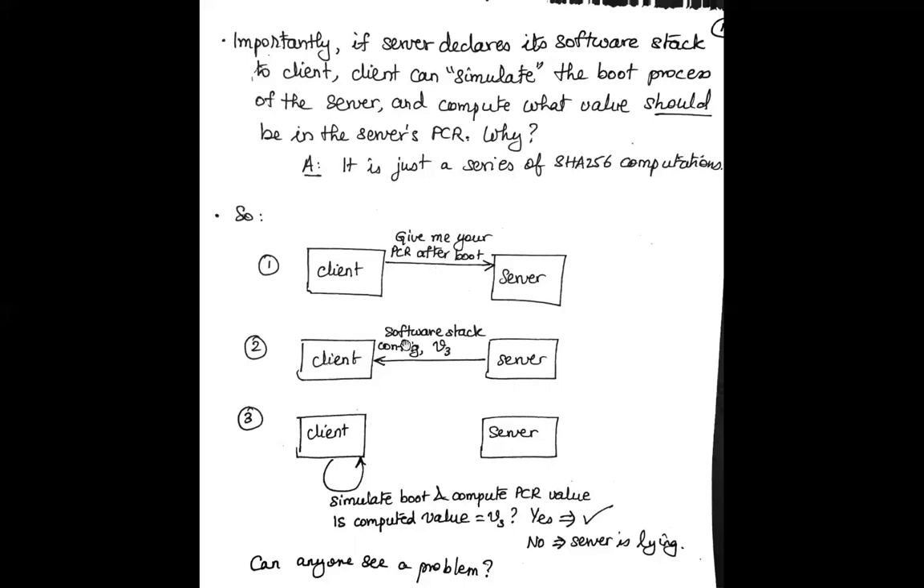The client looks at the software stack, recomputes the value of the PCR, checks v3, everything matches up, and the server is happily cheating by just replaying this answer over and over. So this is no good. We have to modify it.